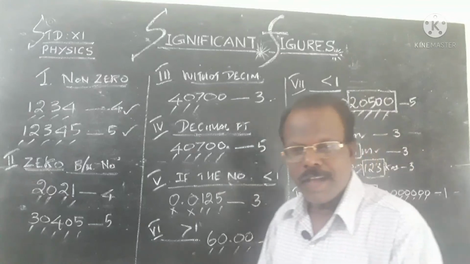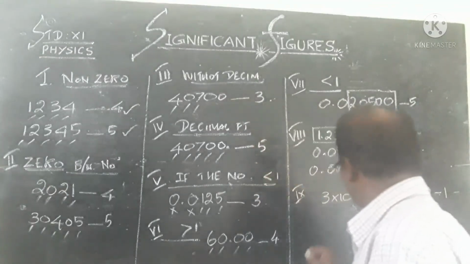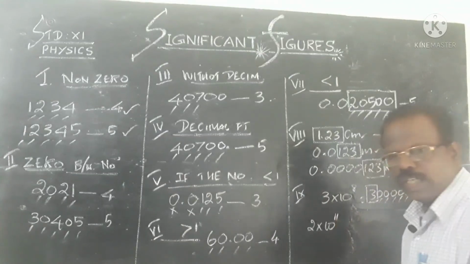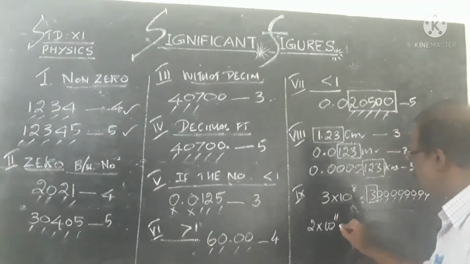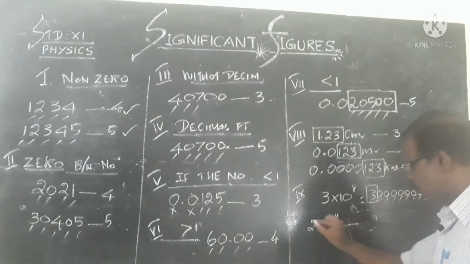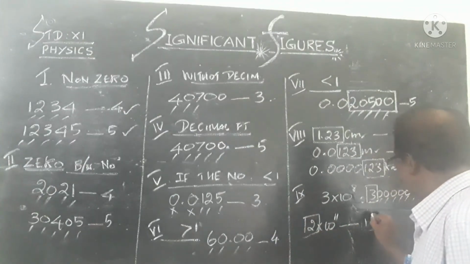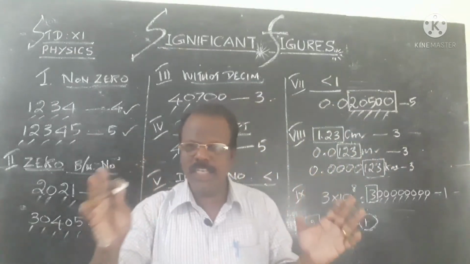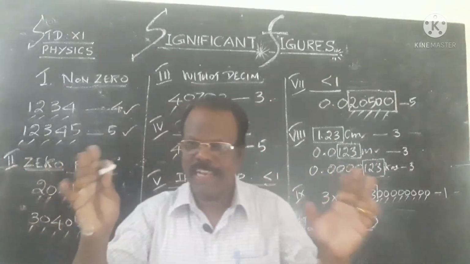Okay, next, the last example. For example, this one is equal to 2 into 10 power 11. For that, you have to write only 2 as the significant figure. So our value is equal to 1. Okay, students, it is a very simple concept, and I explained with small examples also.